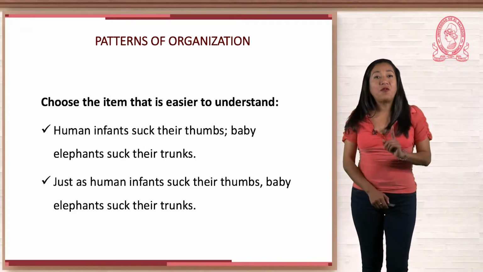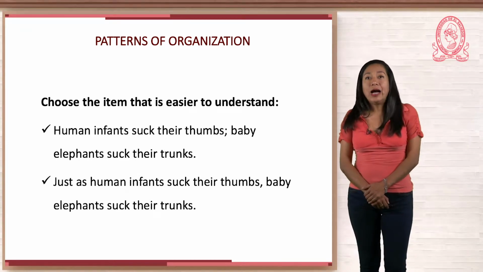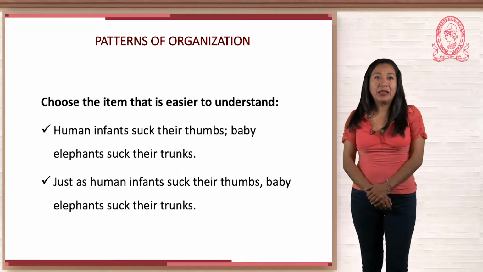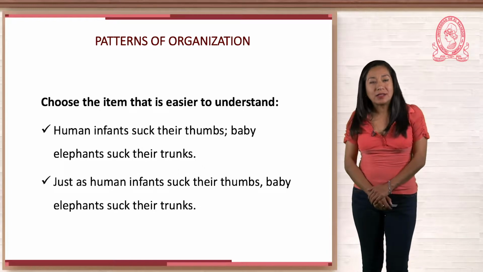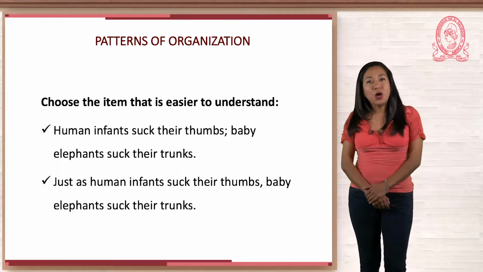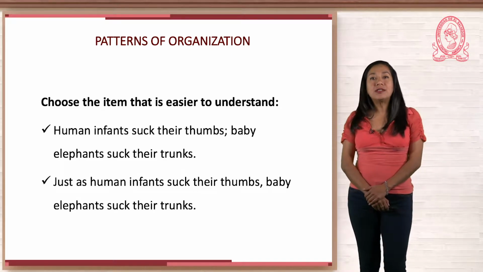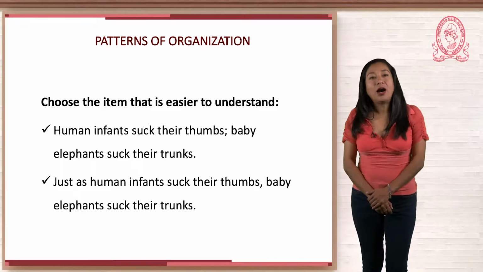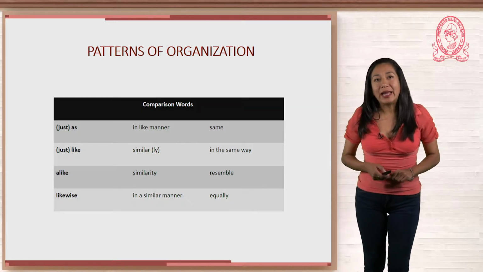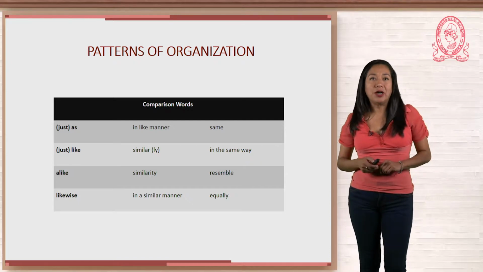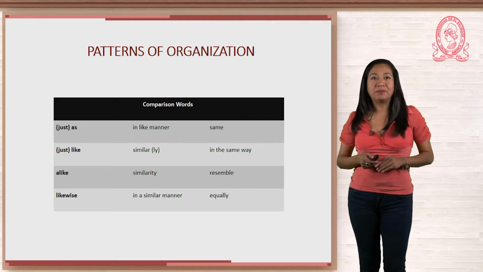Langan explains that the first item makes us wonder what the author is focusing on, how human infants and baby elephants are alike or how they are different. The words just as in the second version show the author is focusing on the similarity. Just as and words like them are comparison words. Langan states that authors use comparison words to point out that one thing is like another in some way.